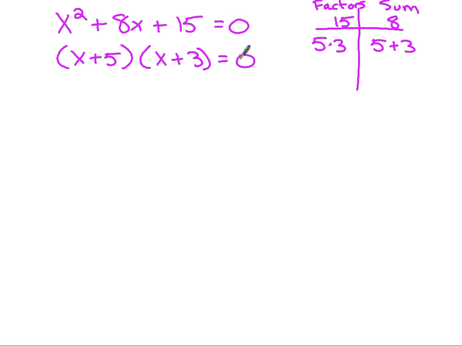And now we know what our solutions are. Since that's a positive 5, I know one of my solutions is negative 5. And since that's a positive 3, I know my other solution is a negative 3. So in other words, if you were to plot this, like if you went into your y equals and typed that quadratic in and hit graph, your parabola, that U shape, would cross the x-axis at negative 5 and negative 3. All right, let's try another one.